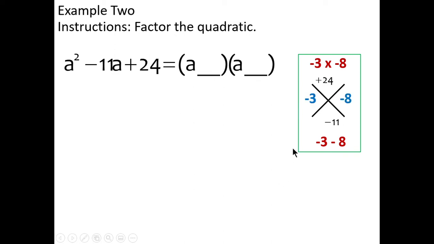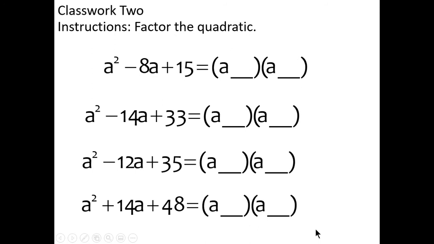So what are your two factors? Well, you get them right off these two side numbers: a minus 3 and a minus 8. Those are your two factors. And so there it is, right there. You've broken this quadratic down, factored it into those two factors.